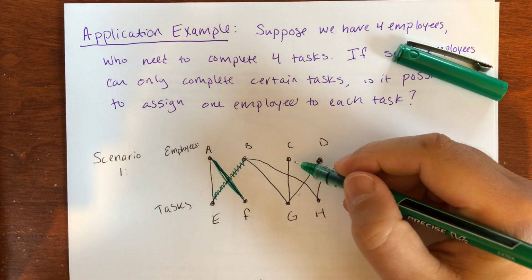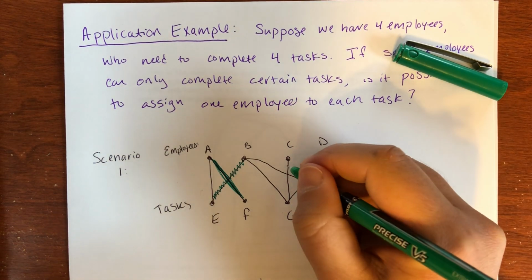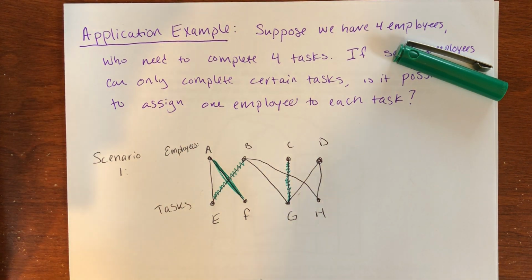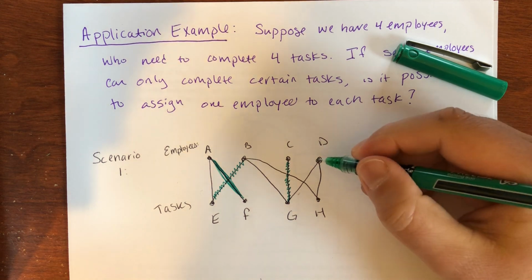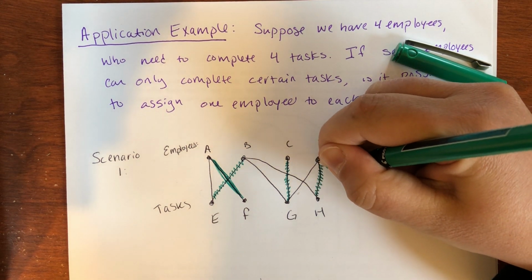All right, other issues here, employee C only knows how to do one single task, and that's task G, so we're going to have to assign task G to employee C. And finally, we have 1 task and 1 employee left, and luckily, employee D knows how to do task H, so they'll get assigned here.